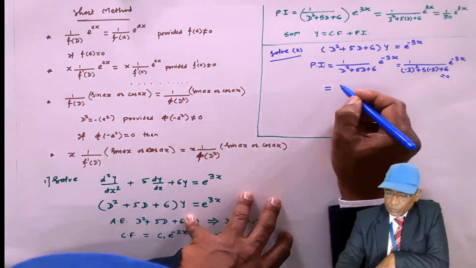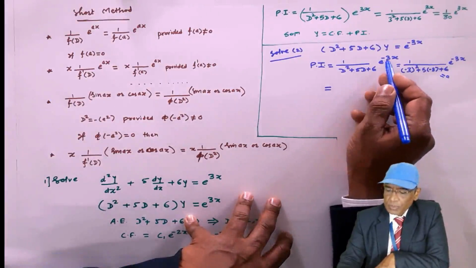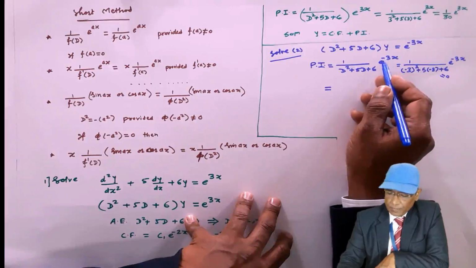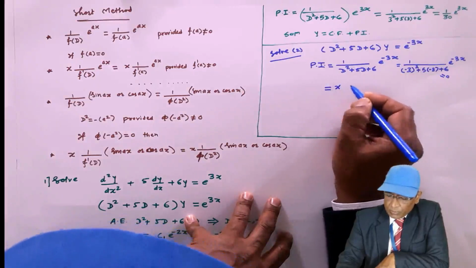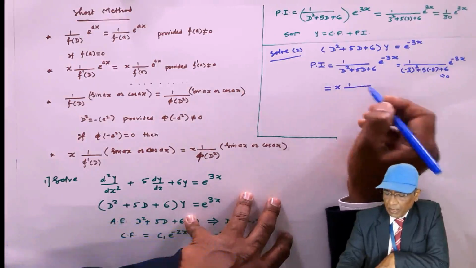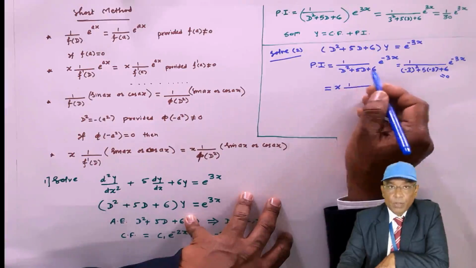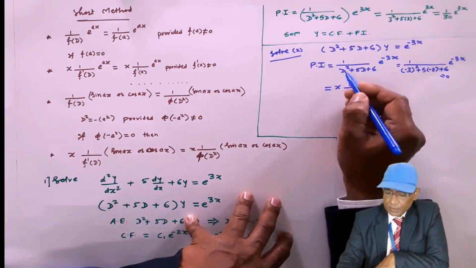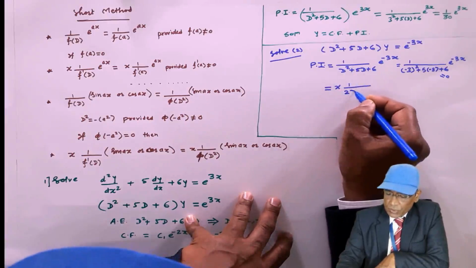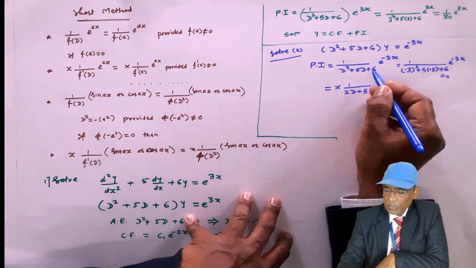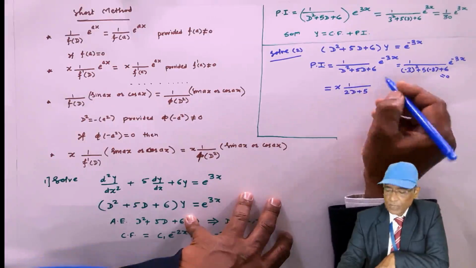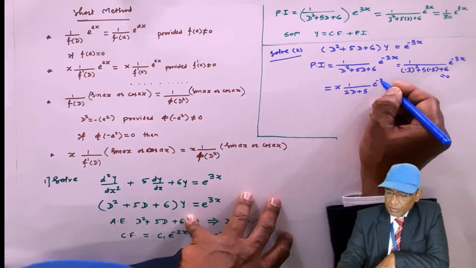Now, what I am going to do, if the denominator is going to become 0 for d equal to a, d equal to minus 3 in this case, write down x outside of the operator and take the derivative of the denominator with respect to d separately. The derivative of d square is 2d, the derivative of 5d is 5, 5 being a multiplicative constant, and the derivative of 6 is 0 because it is a free constant.